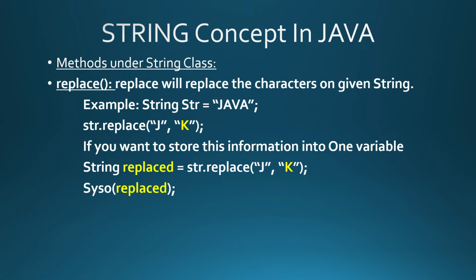Also, if I want to store this information in one variable, how can we create a variable to store all these details? We will create one variable like String replaced equals str.replace('j','k'). Then we are going to print the statement with the help of this statement. So how can we store this value inside one variable? String replaced equals str.replace('j','k'), which is going to be stored in the replaced variable here.